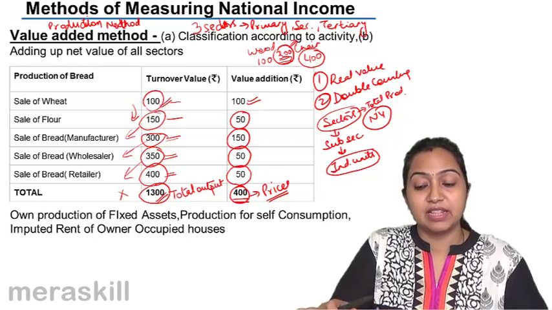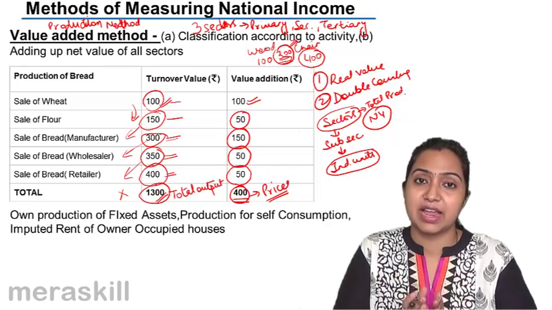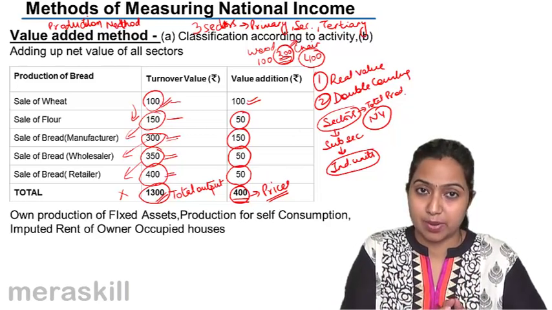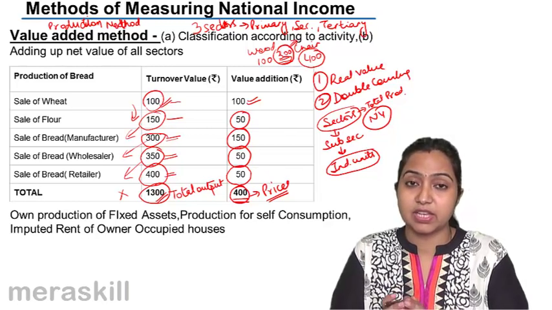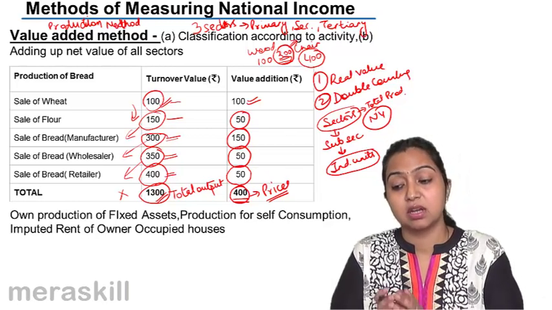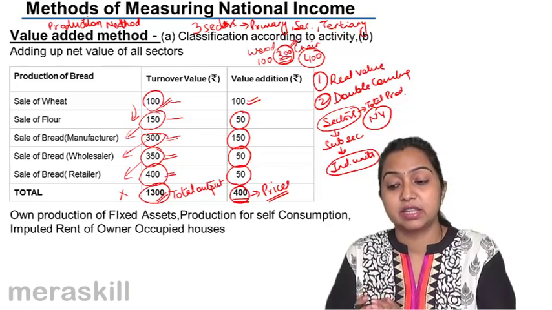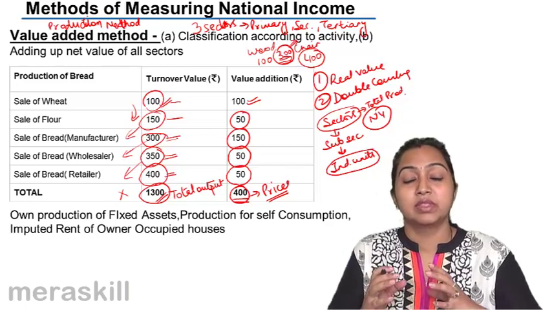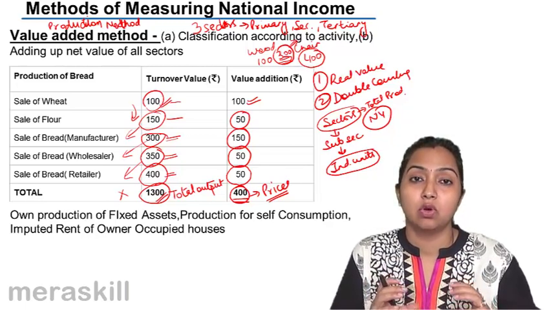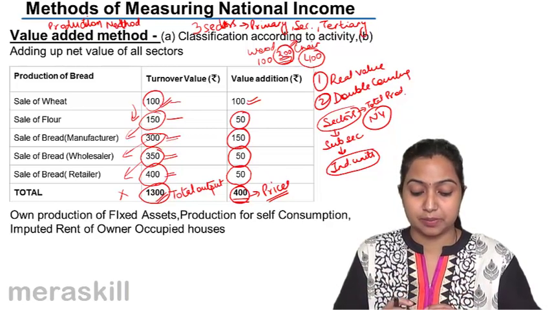So we classify them according to activity. If it is a land-based activity, it will form a part of the primary sector. If they are doing manufacturing, they'll be a part of the secondary sector. If they are providing services, then they'll be a part of the tertiary sector. Then you add up the value of all these sectors together.